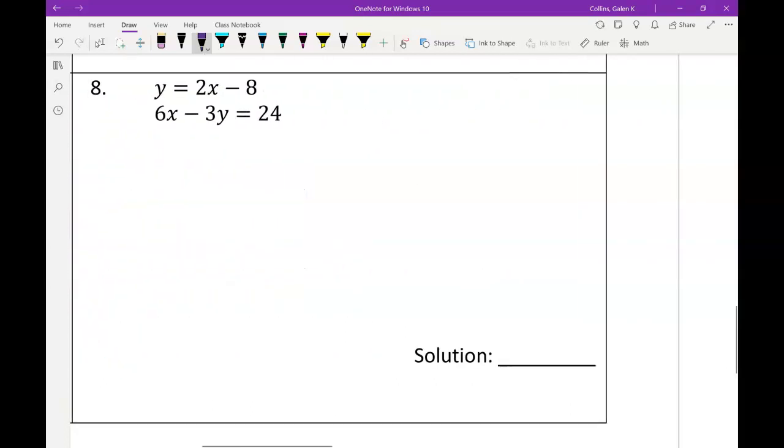All right, let's look at number 8. Again, I have y isolated in one of my equations, so I could substitute 2x minus 8 for y in my other equation. So 6x minus 3 times 2x minus 8. All right, so I've got to be careful here. When I distribute, I want to think of that as a negative 3. So I could either rewrite it as addition, like 6x plus negative 3, or just think of it as a negative 3 when I distribute.